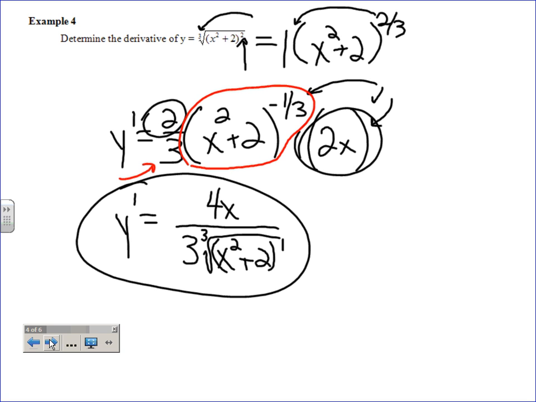So any questions? Yes? You mean from the 2x? Yes, because it is all multiplied together. And as of right now, that 2x has an exponent of 1, and so it would be on the numerator, because that's where it was. Mm-hmm.